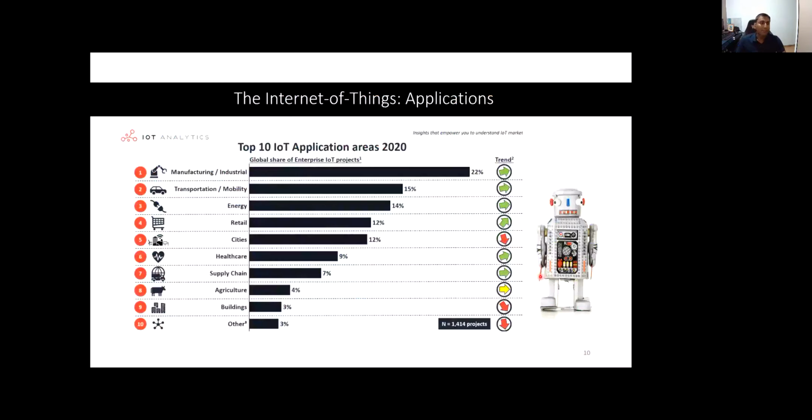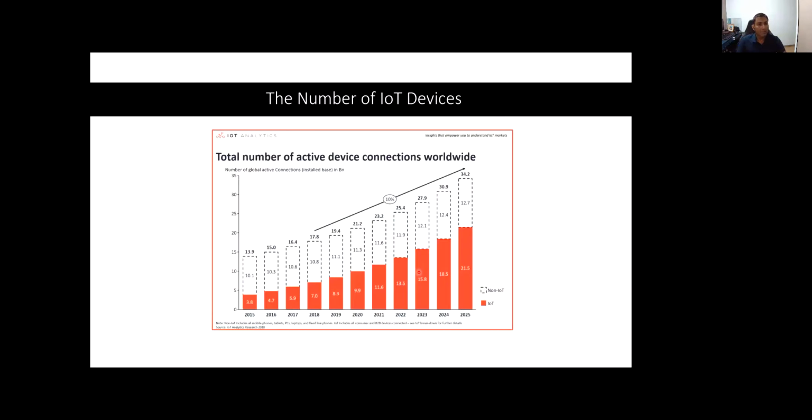Here you can see the penetration of IoT into various domains, and you can see that the penetration is quite significant. If we look at the manufacturing or industrial domain, it has already penetrated about 22% and it's going up. This is quite significant. And you can see that it's penetrating almost all the major industries we have, like retail, energy, healthcare, supply chain, agriculture. This should give you an idea how important IoT is becoming for us in the near future.